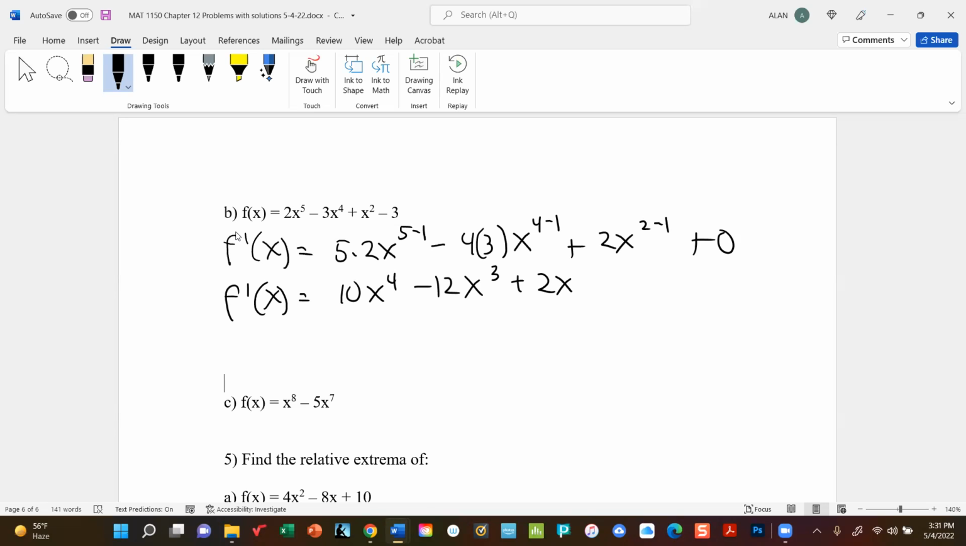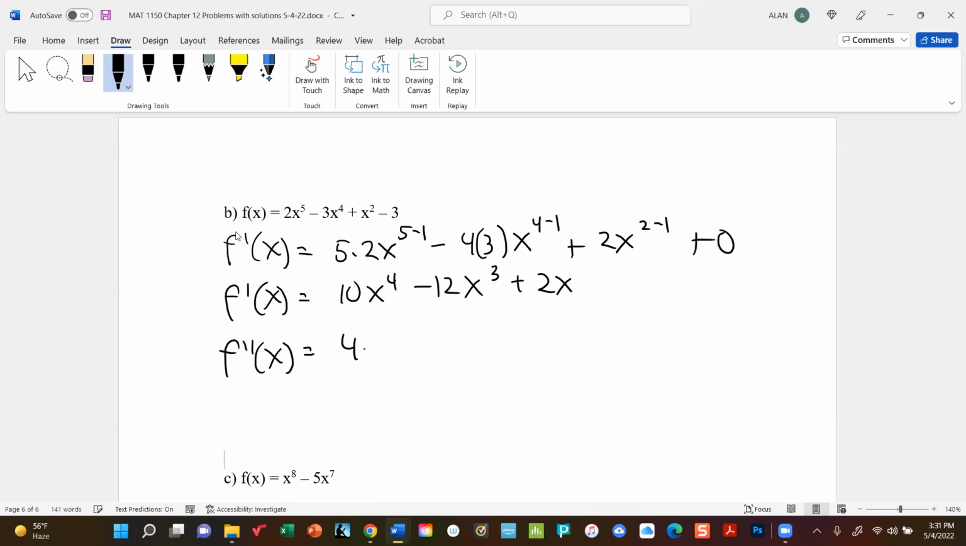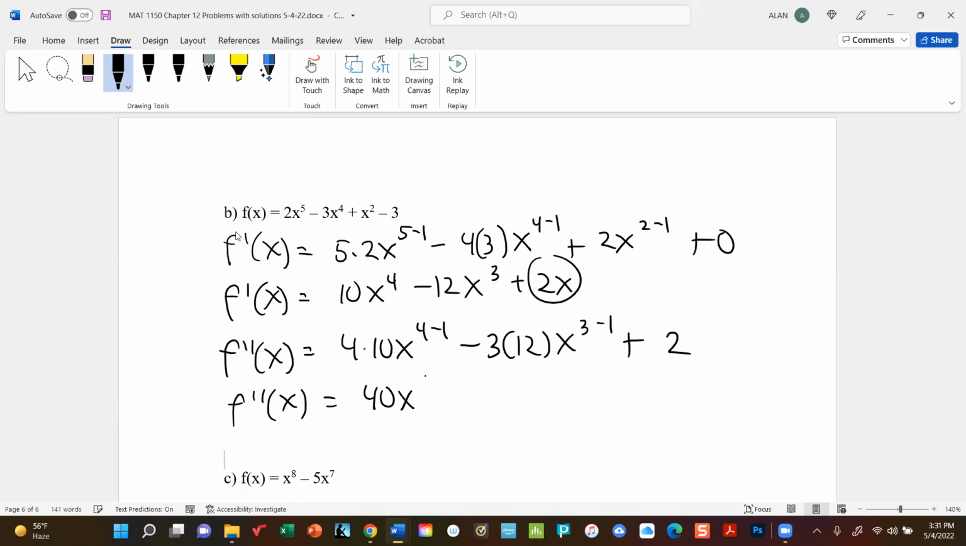And now we can apply the second derivative by applying the exact same rules. 4 times 10, x to the 4 minus 1, minus 3 times 12, x to the 3 minus 1. And now here, remember, we saw that earlier, it's just 2. When you have just x by itself with some coefficient, the derivative is just that coefficient. So we end up finally with 40x cubed minus 36x squared plus 2.